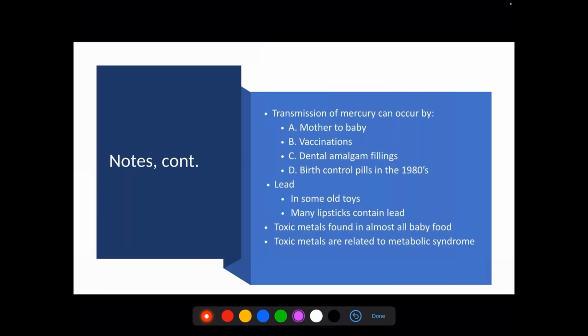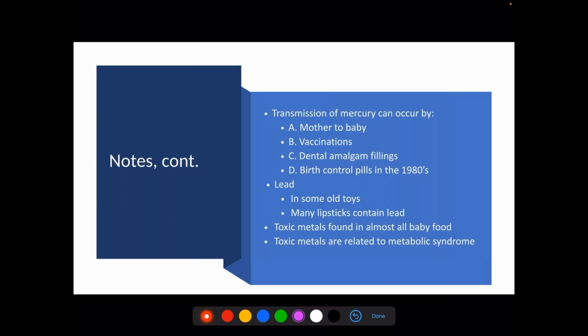So one of the things, these are just some back-end notes that you should be aware. Mother to baby transmission of mercury has been well documented. As a matter of fact, the Environmental Working Group did a study where they took 100 babies' umbilical cords, and all 100 had mercury in them. Vaccinations are clear. The thimerosal is a mercury source. It has aluminum as well as one of the preservatives.